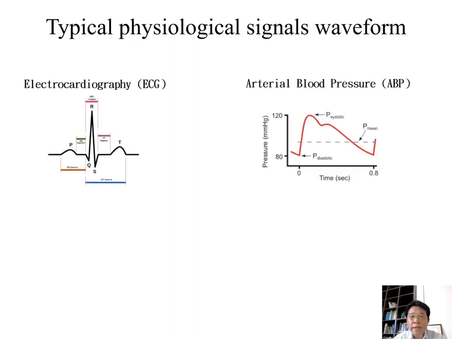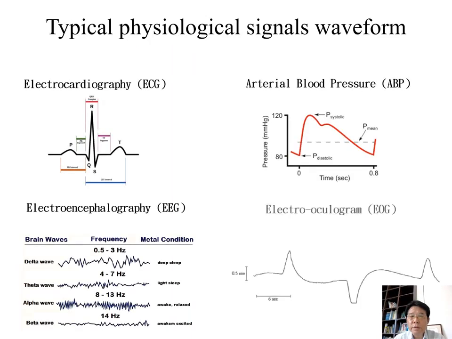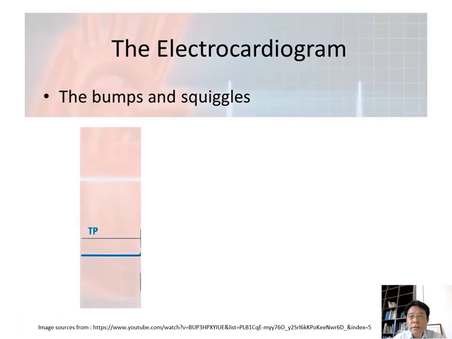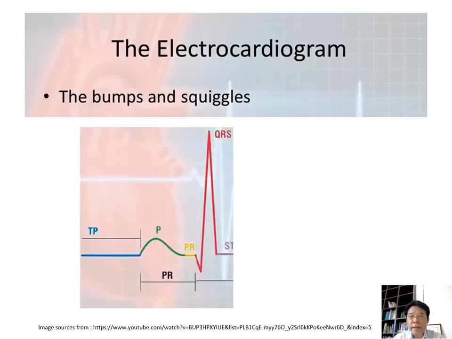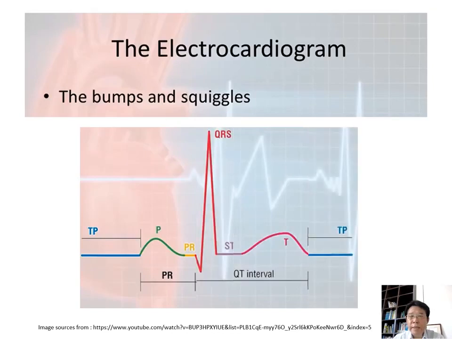The typical physiological signal waveforms include ECG, ABP, EEG, and EOG. In this report, ECG is the leading research object. The ECG waveforms and lines are produced by electrical activity during myocardial systole and diastole cycles.